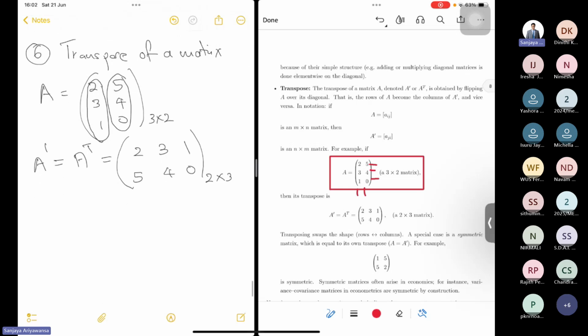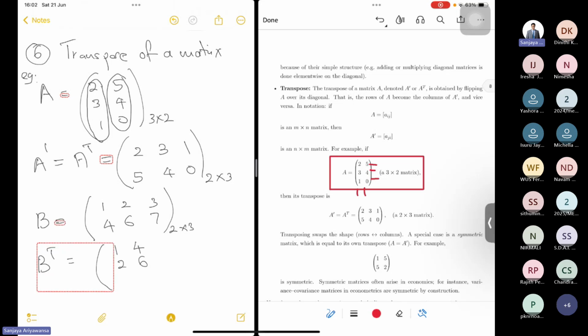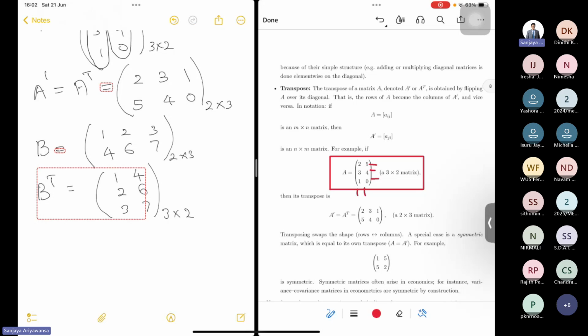Now again, let's take another example. Let's take B as 1, 2, 3, 4, 6, 7, right? Now this is a 2 by 3 matrix. What is the transpose of B? Here I take the first column, 1, 4, and put it as my first row. The second column, put it as my second row. The third column, put it as my third row, such that this becomes a 3 by 2 matrix now. So the transpose of B is written like this.